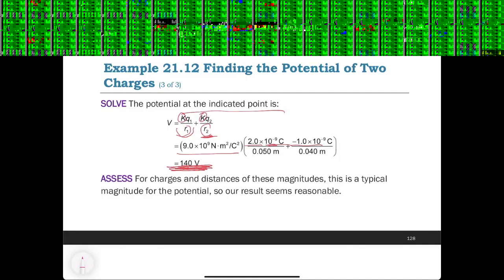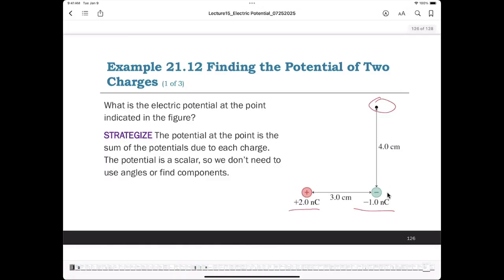So our result seems reasonable. This is the example we talked about last class. I want to clarify it and let you understand more about it. Today we will talk more about electric potential.